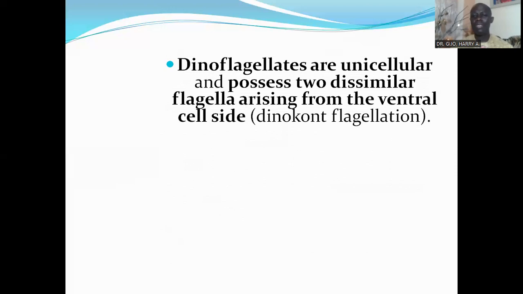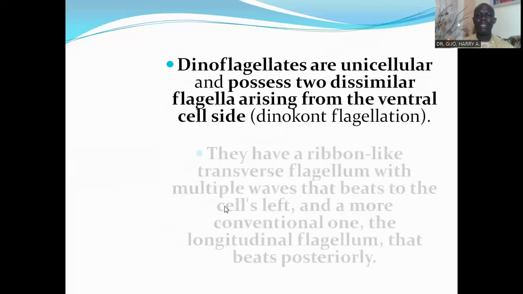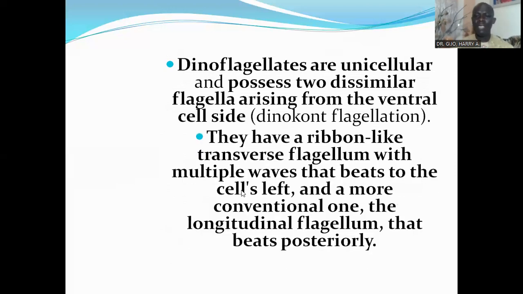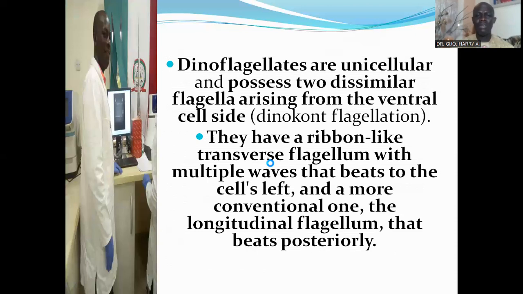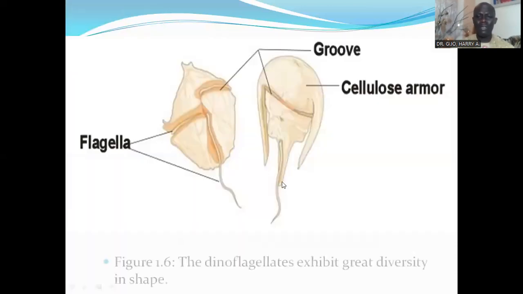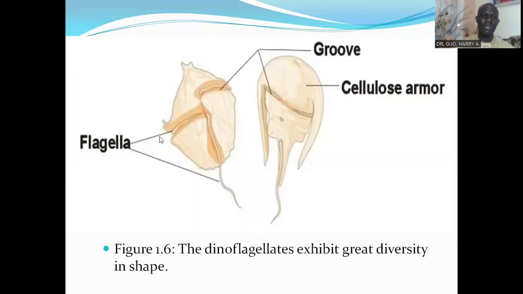They possess two dissimilar flagella. They have a ribbon-like transverse flagellum with multiple waves that leads to the cell's left, and a more conventional one, the longitudinal flagellum that beats posteriorly. So they have two flagella, one is transverse, one is longitudinal, and that's what this figure is illustrating.